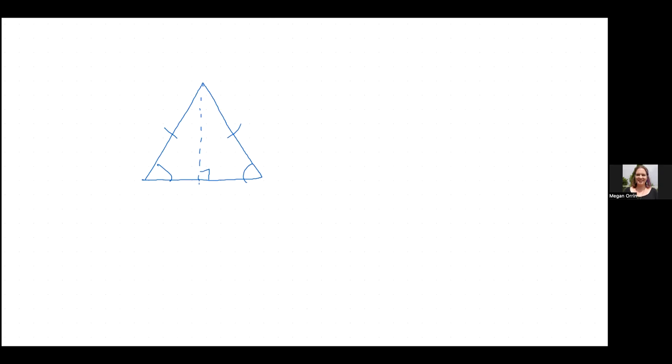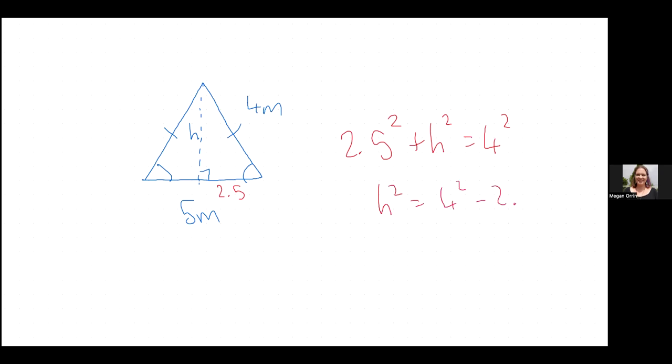If you know that this is 4 meters and that this is 5 meters and you're asked to find the height, how would I do that? Good. This is 2.5, right? This is split in half. So 2.5, what do I do with that? Plus h squared equals 4 squared, right? This is the hypotenuse. So just be careful where you put your numbers. So then h squared is 4 squared minus 2.5 squared. So h is the square root of 16 minus 2.5 squared, whatever that is. You get the point, right?